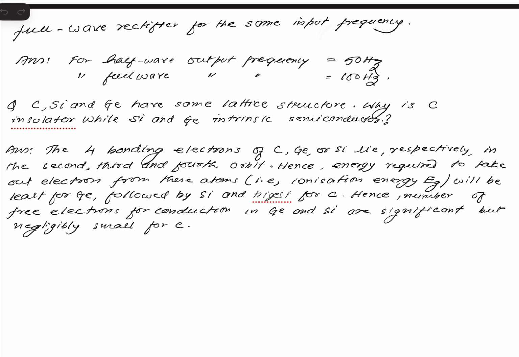Let's see. Hence, energy required to take out an electron is least for germanium. I think this should be fourth, no? This should be fourth for germanium, and this is third for silicon. So what they say is that in case of carbon, it is 6, it is 2, and it is 4. So it is near the nucleus, which means that we need to apply more energy to take out the electron, or to make it go to the conduction band.